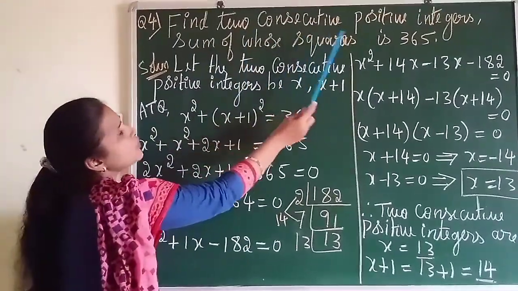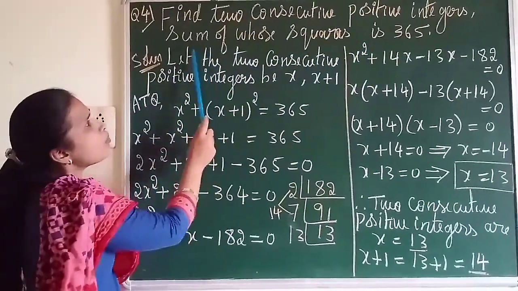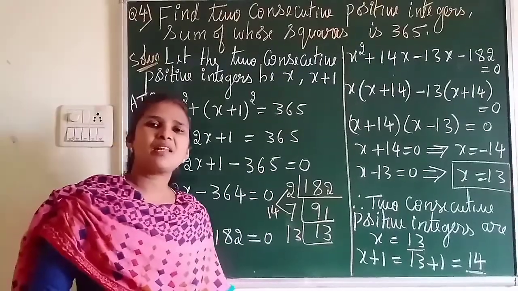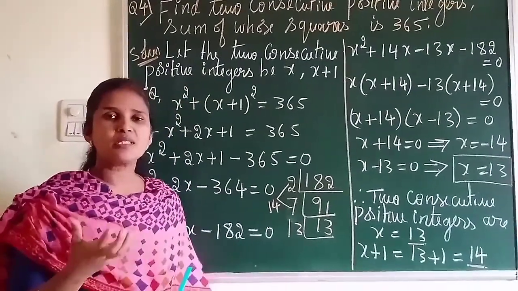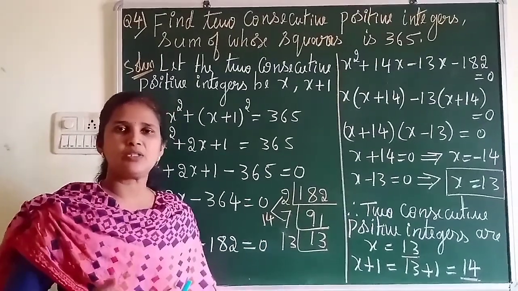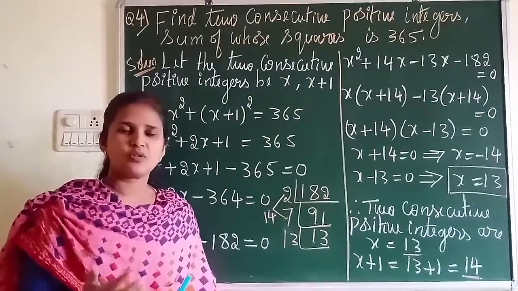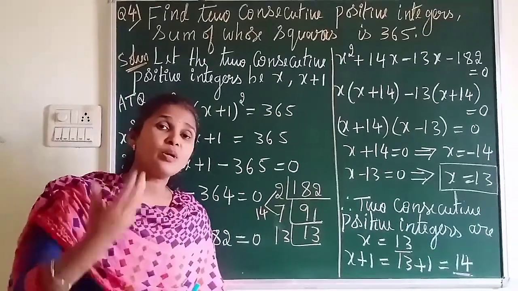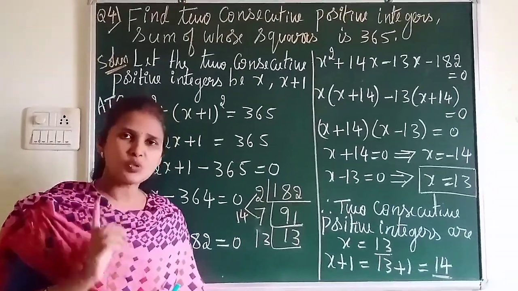Find two consecutive positive integers, the sum of whose squares is 365. In the previous classes I already told you what consecutive numbers are. Consecutive numbers are the immediate numbers, for example, 20, 21, 30, 31. So for the next number, if I assume the first number as x, what are you going to add to get the next number? That is 1.